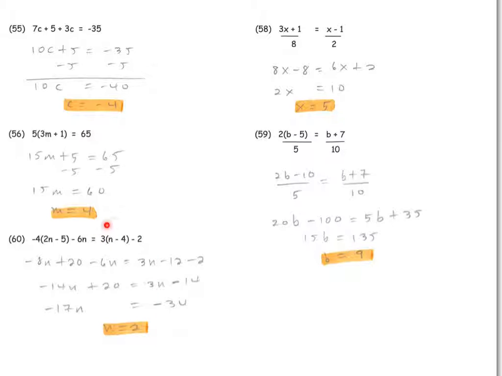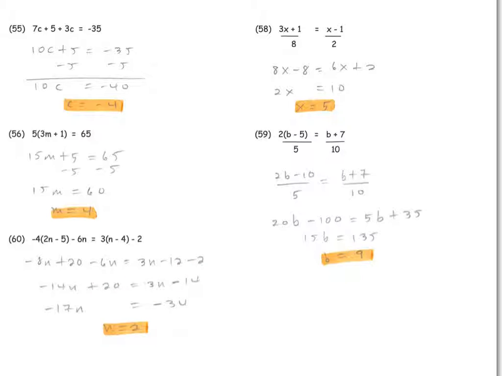Then I had 3n minus 12 with the minus 2 on the end waiting for the distributing to be done. And again, since the negative 12 and the negative 2 are together on the same side, they don't have to do anything special to make negative 14 together. So I had negative 14n from here and here, plus 20 equals 3n minus 14.